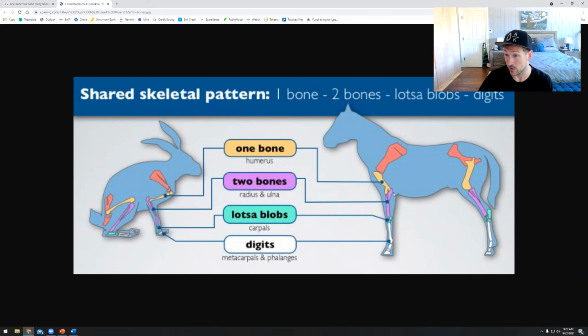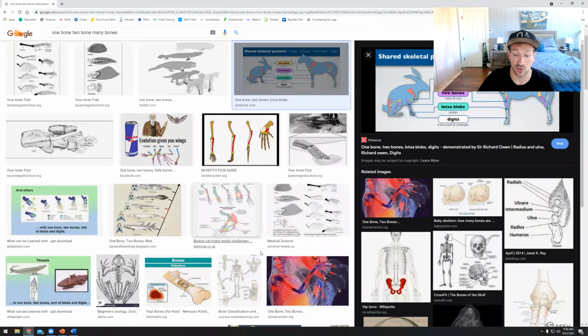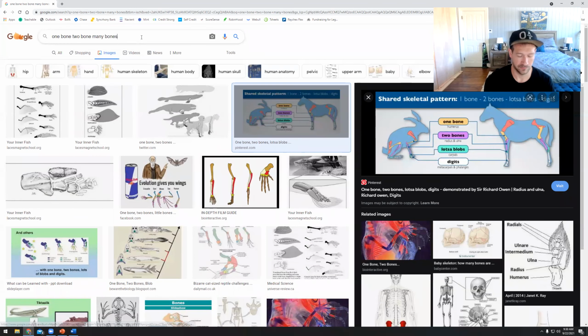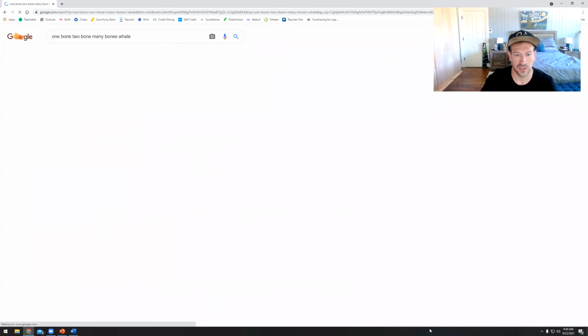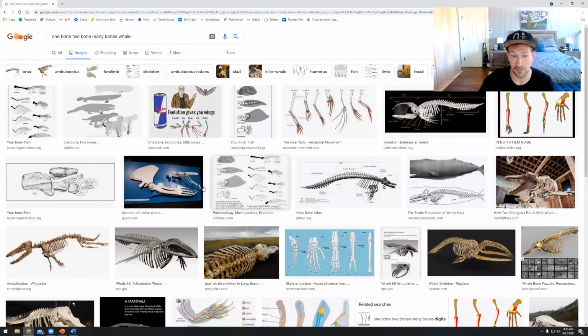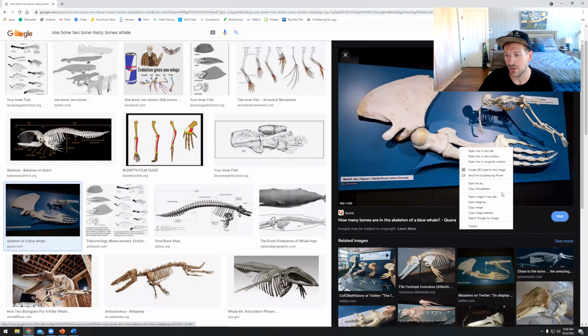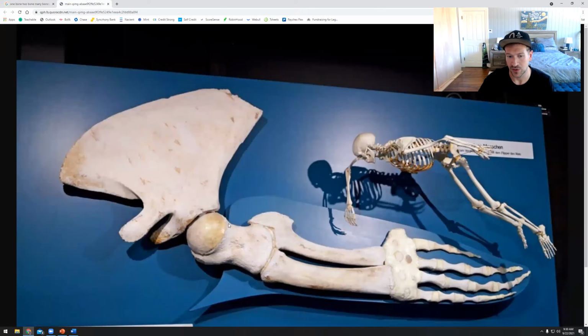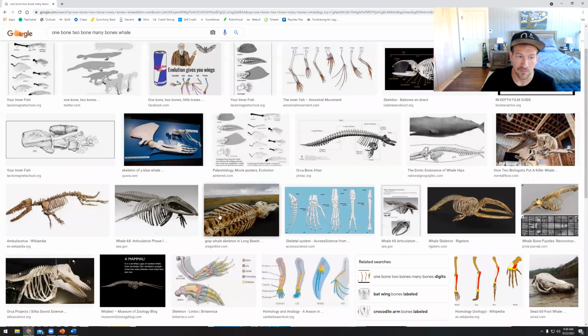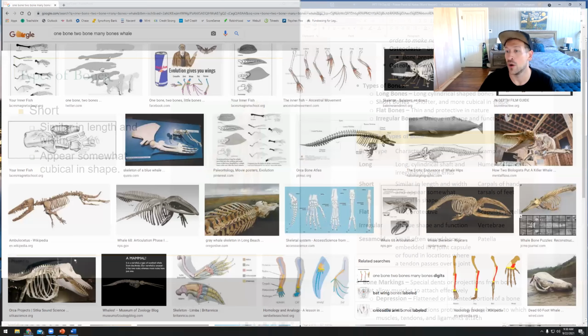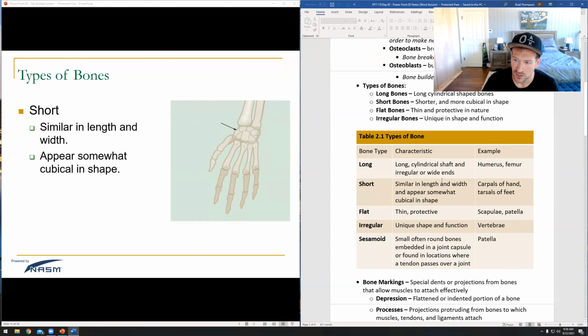And same thing is true of a horse. Same thing is true of even a whale, which is still a mammal, but very, very different looking creatures. But one, two, lots, which they've kind of fused together for the sake of this exhibit, and then digits, right? So that's kind of fun, right? That's the one bone, two bone structure. Sounds like a Dr. Seuss book.